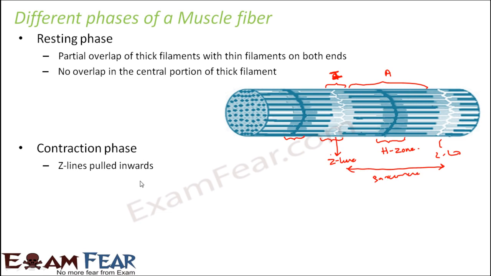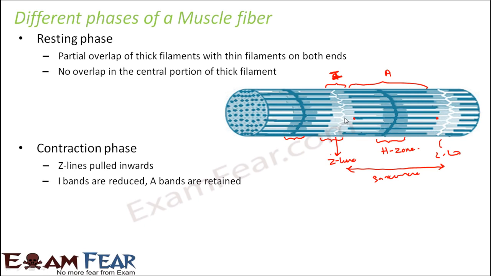So when I say that there is a contraction phase, that means the sarcomere will contract, that is the Z lines will be pulled inwards. So what will happen as a result of that? The I bands will be reduced. So this width of the I band will get reduced because the Z lines are pulled closer. However, the A bands will retain their length. So this is the A band. A band starts from here and it ends here. So there will be no reduction in length of the A band, but the I bands will come closer to each other.